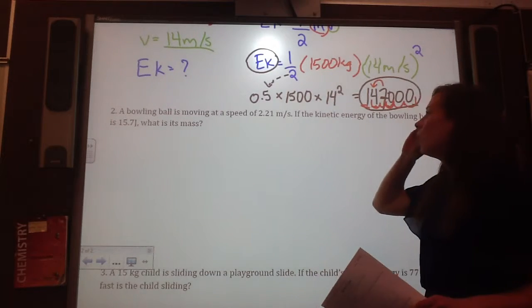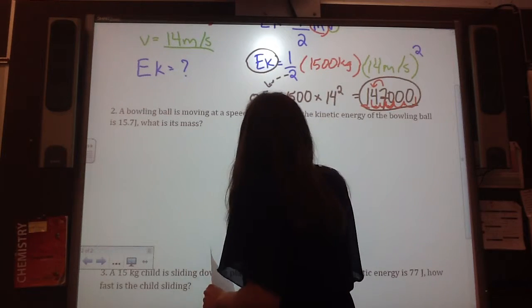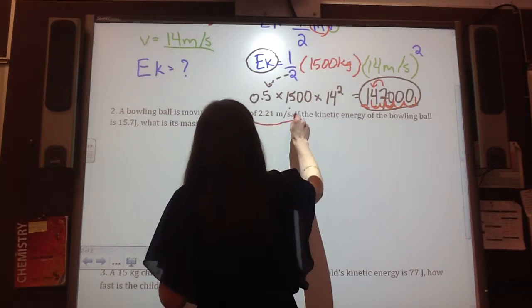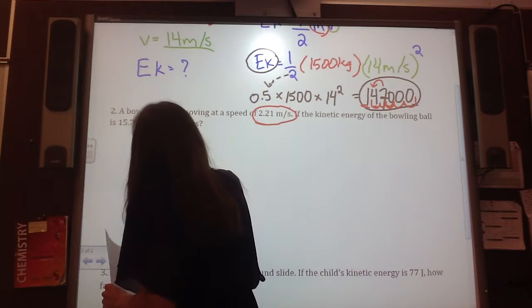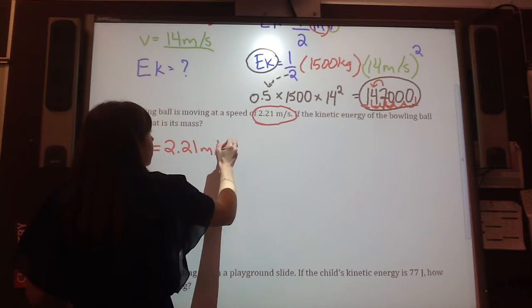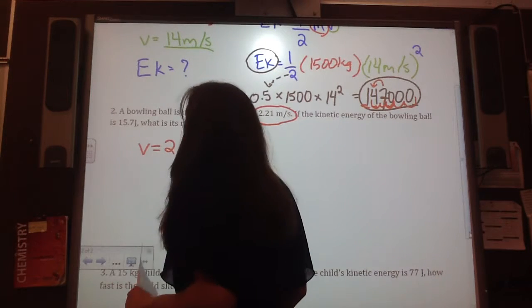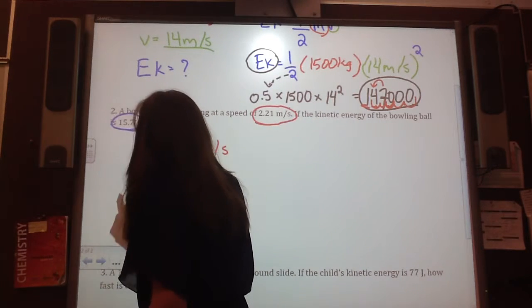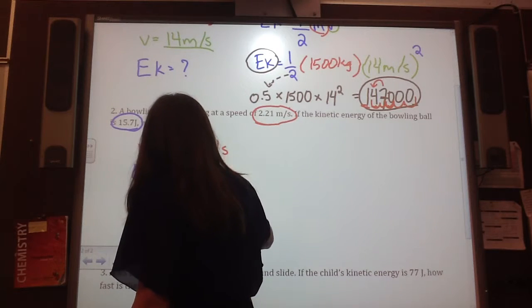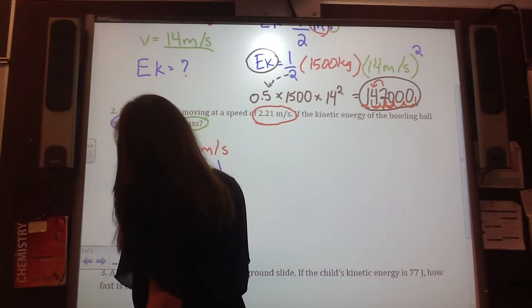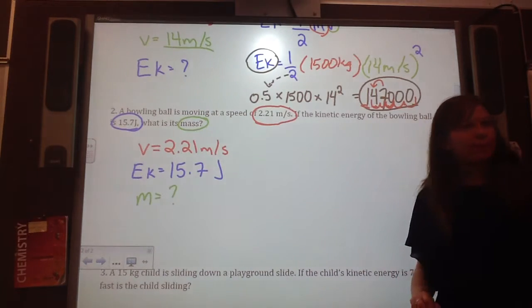Okay? So a bowling ball is moving at the speed of, I'm going to use a different color, 2.21 meters per second. So that's speed, so that's v, 2.21. If the kinetic energy is 15.7 joules, so EK is equal to 15.7 joules, what is the mass? What's the mass of the bowling ball?